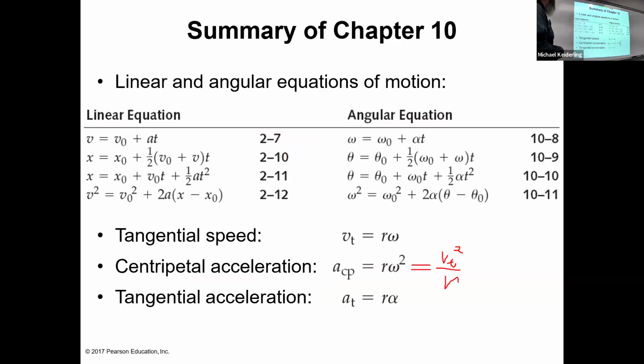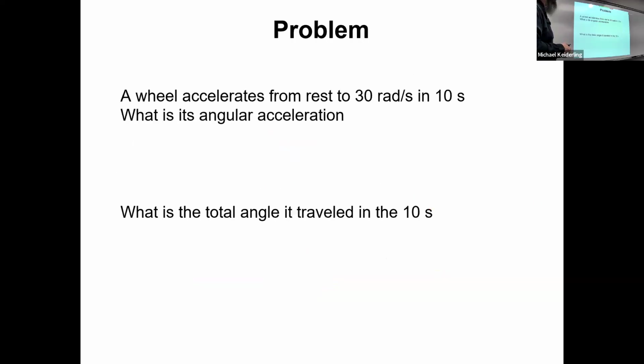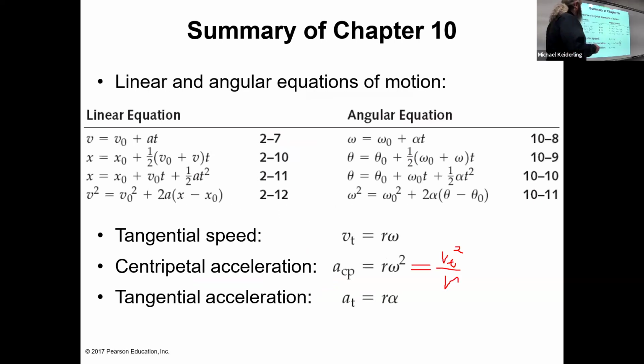So the linear and angular equations of motion: omega is omega naught plus alpha t. Theta is theta naught plus omega naught t plus 1/2 alpha t squared. Omega squared is omega naught squared plus 2 alpha delta theta.